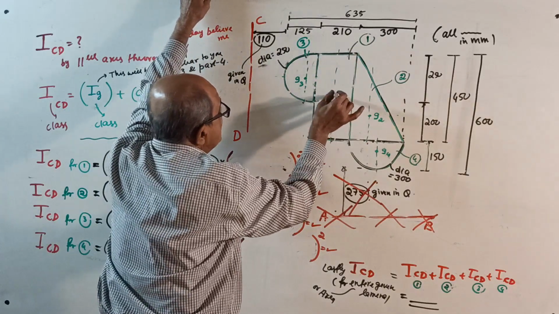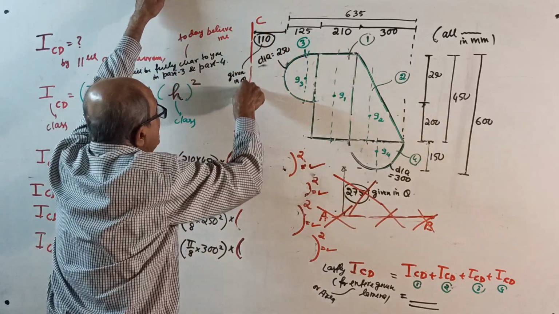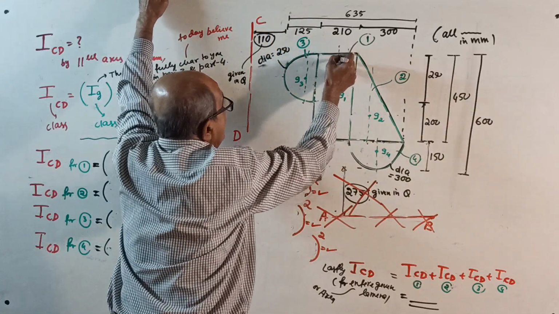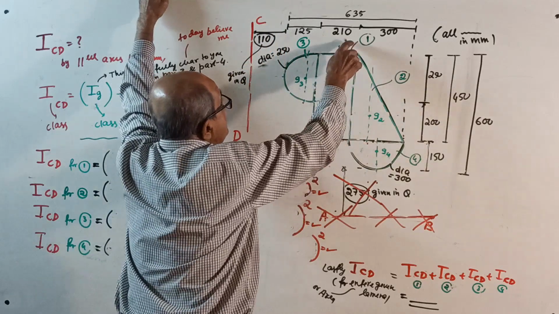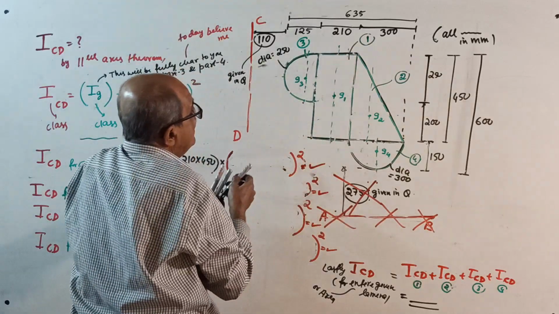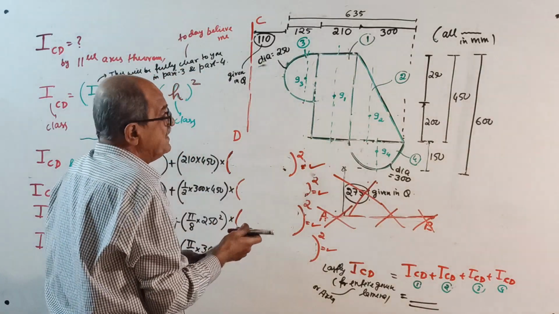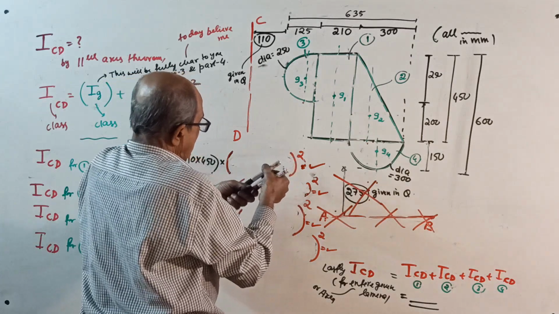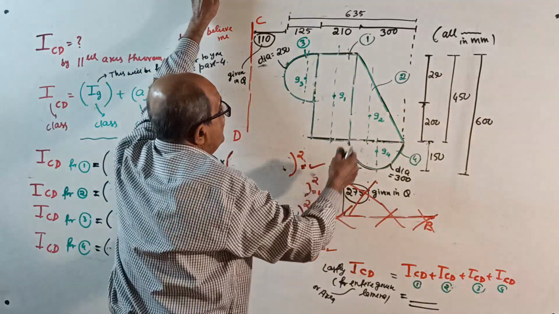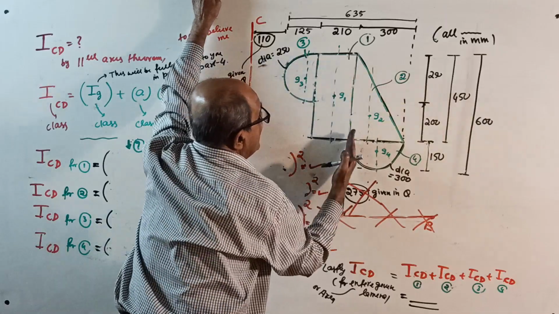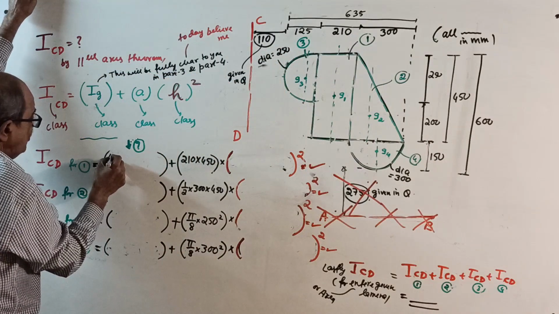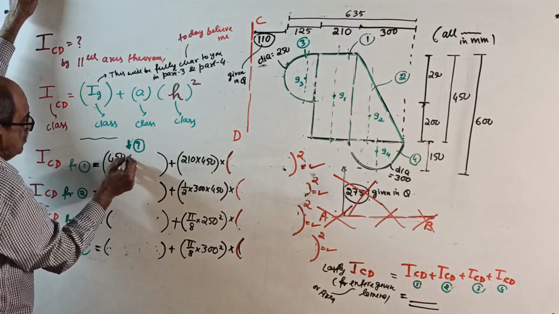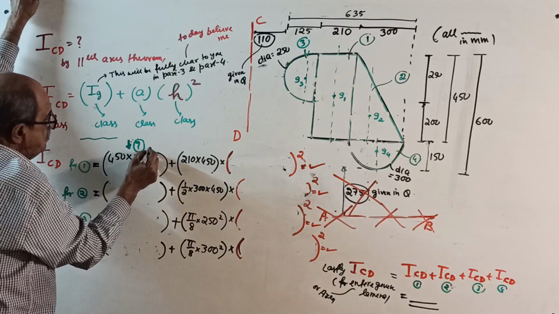Axis passing through centroid and parallel to CD is here. I shifted G because it is disturbing the axis. Write I about this axis. You will be knowing tomorrow, or you already know it. If you want I about this axis, the parallel side is 450 into 210 cube by 12. This all you will see, 450 into 210 cube divided by 12.